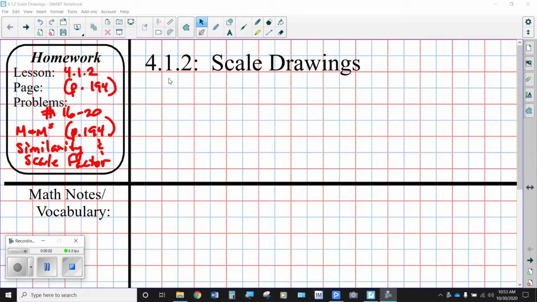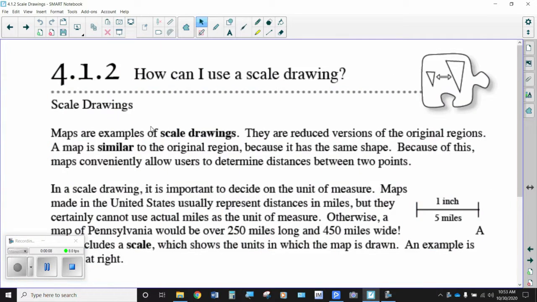Alrighty, let's get started on lesson 4.1.2, making scale drawings and understanding how scale works within drawings. Maps are examples of scale drawings. They are reduced versions of the original regions. A map is similar to the original region because it has the same shape. Because of this, maps conveniently allow users to determine distances between 2 points.